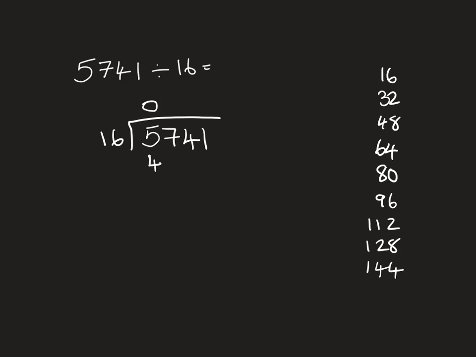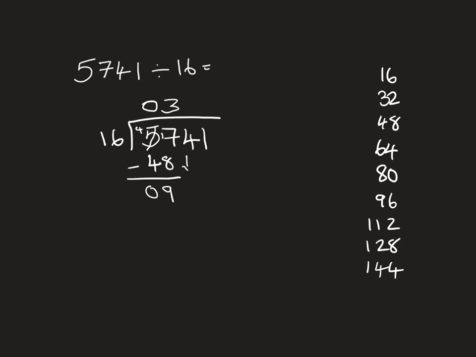So I write 48 underneath. And how many times of 16 is that? 1, 2, 3. So I write 3 above the 7. And then I do a takeaway. So 8 take away 7 I can't do, so I exchange it. So now I've got 17 take away 8, which is 9. And 4 take away 4 is 0.